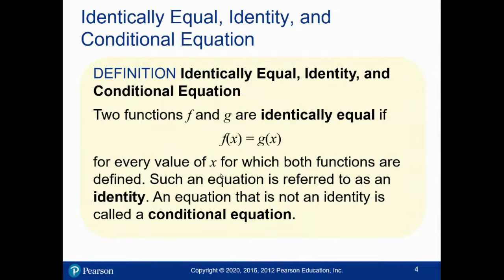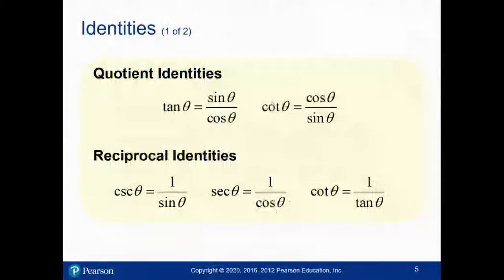Two functions are considered identically equal, and we usually just say equal, if any time they both exist, they are equal to one another. For example, you would say 3x is equal to 6x over 2. Any x for which they're both defined, both sides will be equal to each other. This is not hugely controversial. Two functions are equal if they are equal for every value of x that you can plug into them. And if you have one function equals another, you call this an identity.